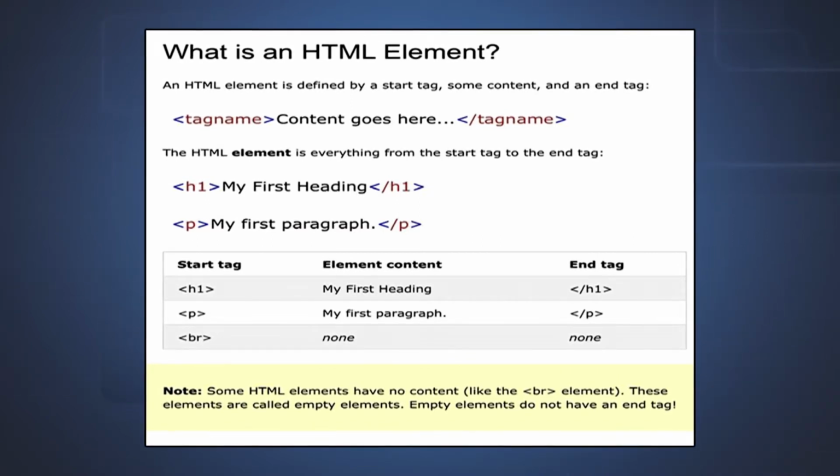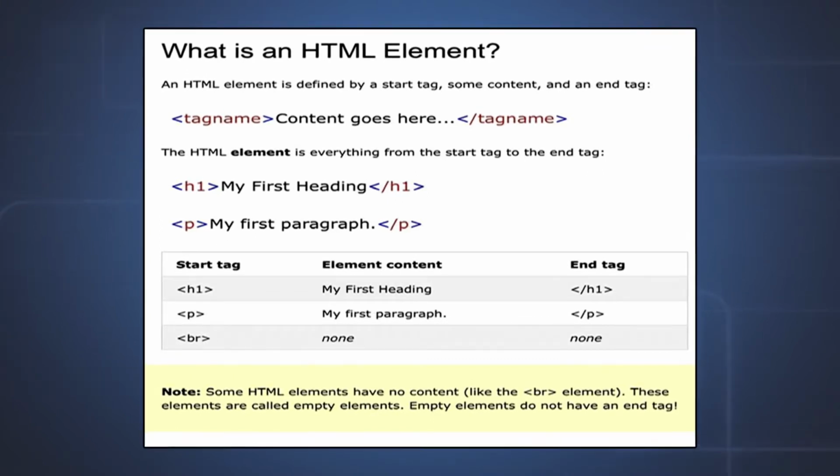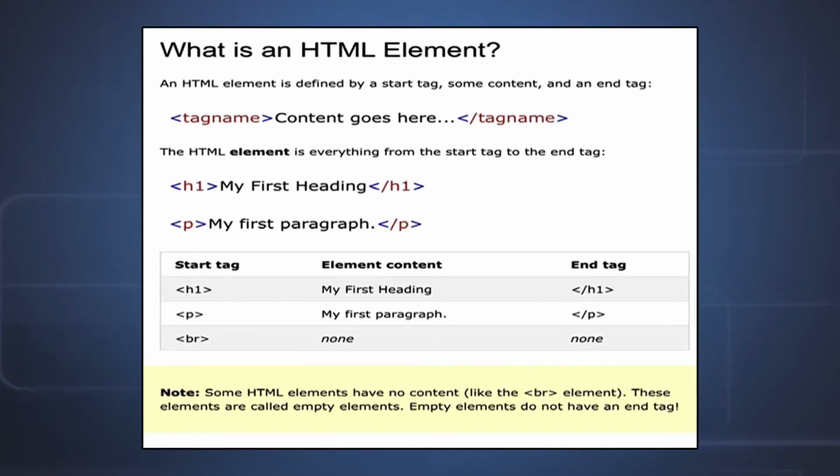So, some HTML elements have no content, such as a BR element, and these elements are called empty elements, and empty elements do not have an end tag. So, it is not essential that you always have some text adjacent to the tag. The tag itself may lead to some action. For example, if you want to have a horizontal line, then put a tag. There is no need for you to put text after that, because a line is inserted where the tag is present in the HTML page or web page.